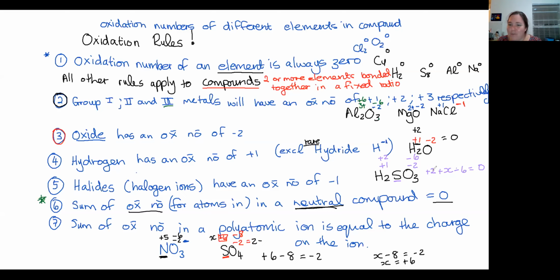So over here, we're going to have +2 minus 6. Okay, that means we're going to have x minus 4 is 0. If we take the x over to the other side, we get x is 4. And if you put in a +4, +2 plus 4 gives you +6 minus 6. The sum of all of these numbers is equal to 0 because it's neutral.